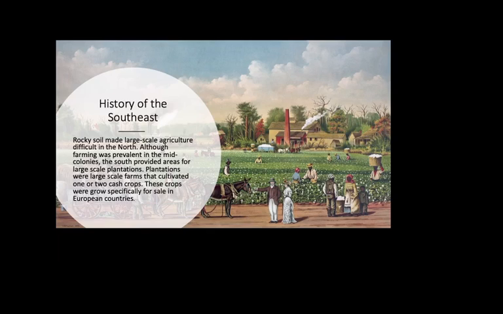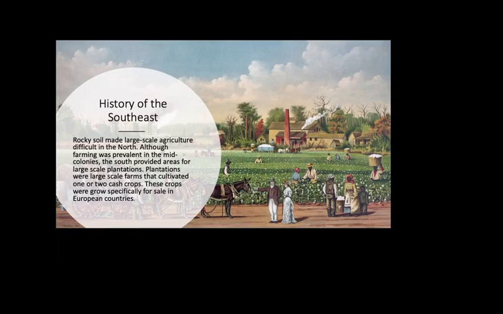But when people began to move to the Southeast, they found that the soil was really good. They had large flat areas where they could farm major cash crops. And what they did is they made these huge farms that we call plantations. So plantations were large-scale farms that cultivated one or two cash crops. These cash crops were grown specifically to sell in European countries. So what is agriculture? Well, agriculture is farming.